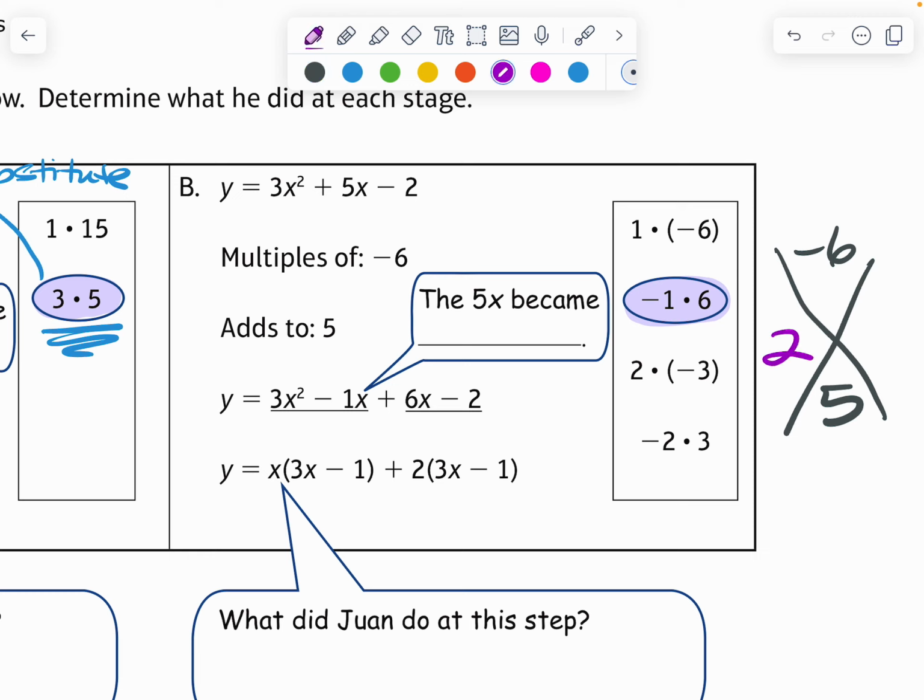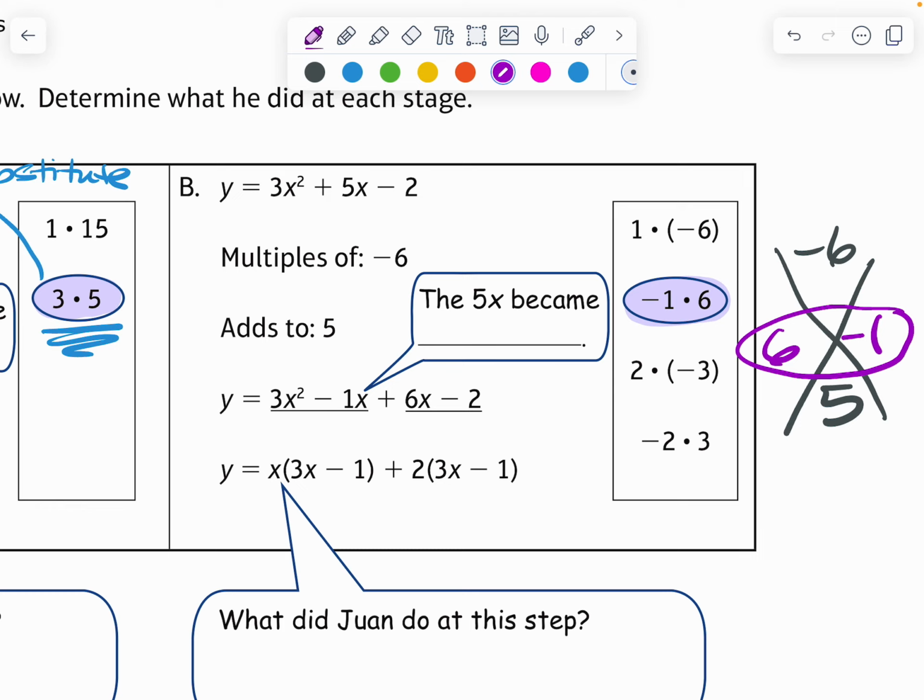Oh, I know I need a 2 times 3. That adds to 5, but it doesn't multiply to a -6, so I can't do that. So I would try maybe 6 and 1. 6 times 1, not going to add to 5. But how about if I make this a negative? Look at that. That multiplies to -6 and adds to a positive 5.